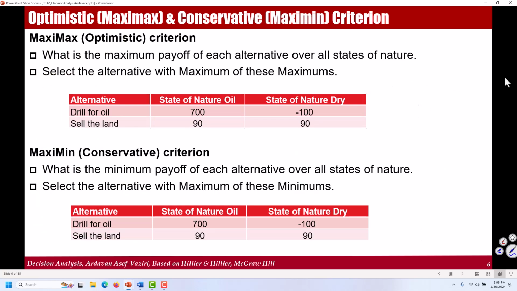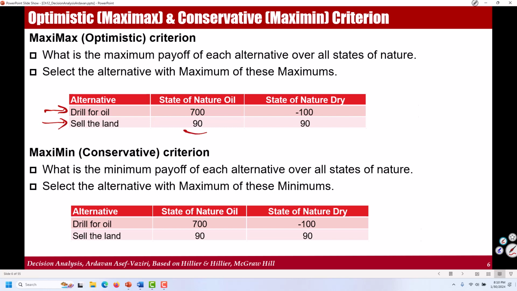Now let's talk about a couple of approaches. We refer to the first approach as MaxiMax. So we have two alternatives, drill or sell. There are two states of nature, oil or dry. The outcome for sell the land is 90 and 90. The outcome for drill is 700 and negative 100.